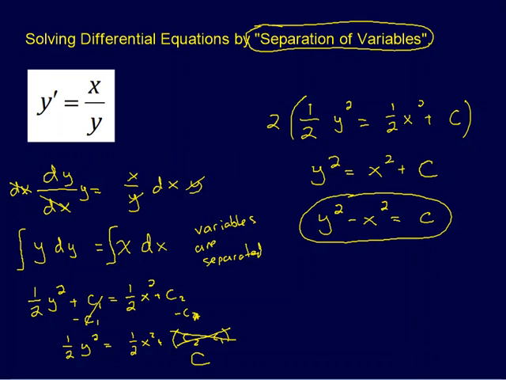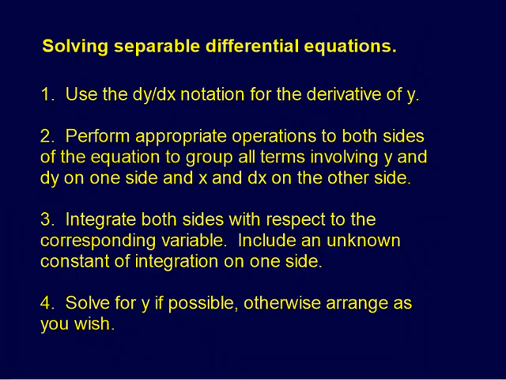So let's take a look at our list of directions here. In our example, the first thing we did was we made sure that we used the notation dy/dx for any derivative of y. And so if the equation contains the symbol y prime, I want you to change it to dy over dx. Second, you perform algebraic operations to both sides until you have all the terms involving y and dy on the one side and everything involving x and dx on the other side.